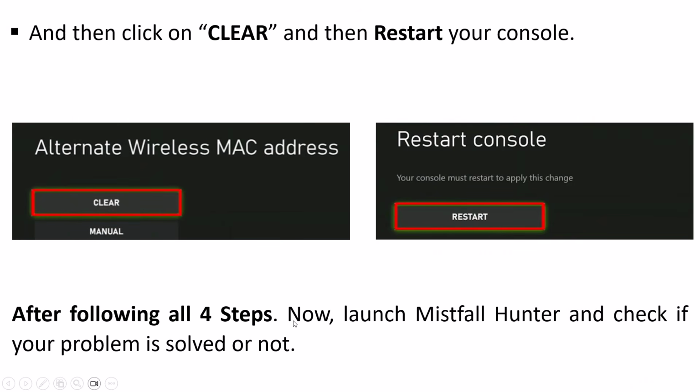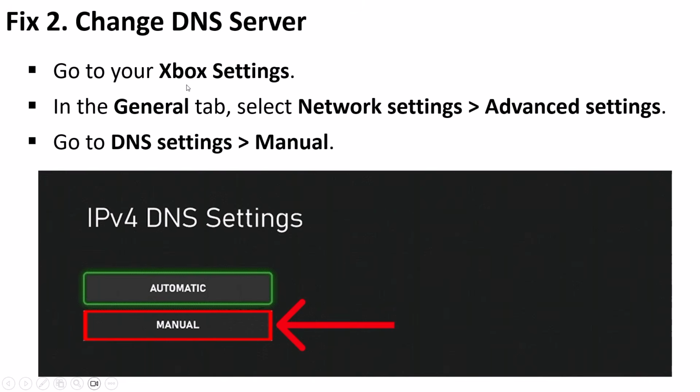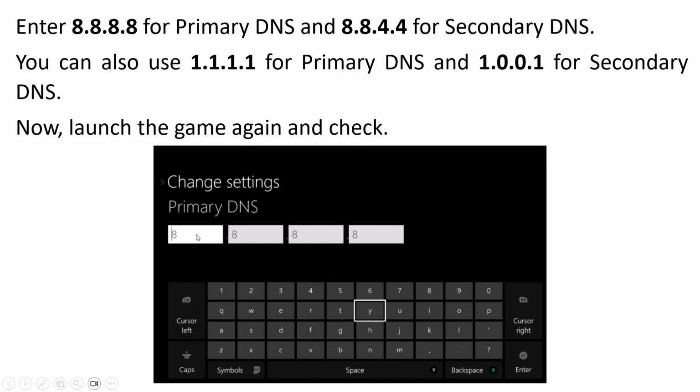After following all these 4 steps, you can go ahead, launch the Mistfall Hunter game and check if your problem is solved or not. Fix 2 is to change DNS server. Go to your Xbox settings, in the general tab select network settings, advanced settings, go to DNS settings, manual. Now in the primary DNS enter 8.8.8.8 and in secondary DNS enter 8.8.4.4, then save it and relaunch the game and check. If that doesn't work, then repeat the process and this time in the primary DNS enter 1.1.1.1 and in secondary DNS enter 1.0.0.1, then save it and relaunch the game again and check.